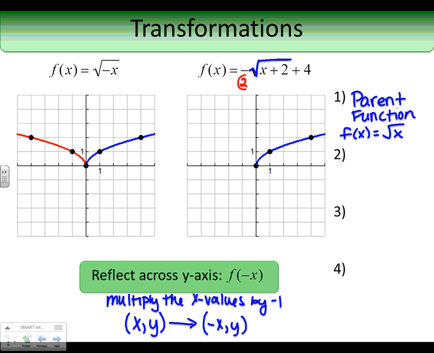Secondly, our transformation starts with a negative on the outside. Now remember, when things are happening on the outside of the function, it affects the y's. So what we're doing here is multiplying the y values by -1. So that will reflect across the x-axis.